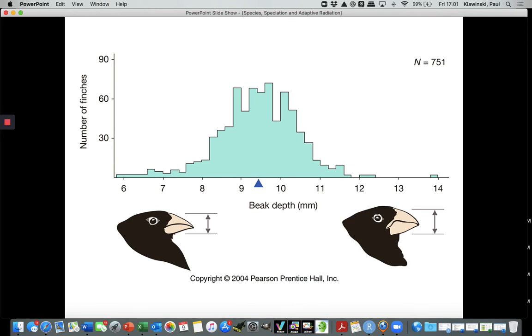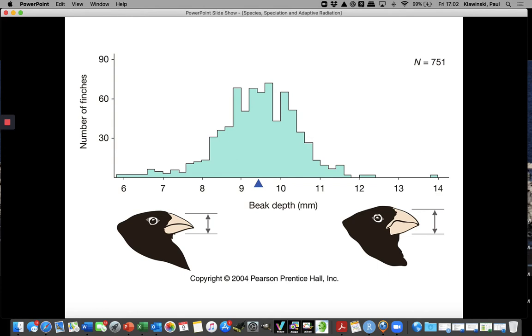So historically, there's this example of rapid change in Darwin's finches back in the 1970s. And so this is, once again, Geospiza fortis. This is the pre-selection distribution, a mean of a little bit less than 9.5 millimeters in terms of beak depth. This is a ton of birds, 751 birds go into this histogram. And then what happened was this was at the peak of an El Nino when there was a lot of rain, there were a lot of seeds, there were a lot of birds.